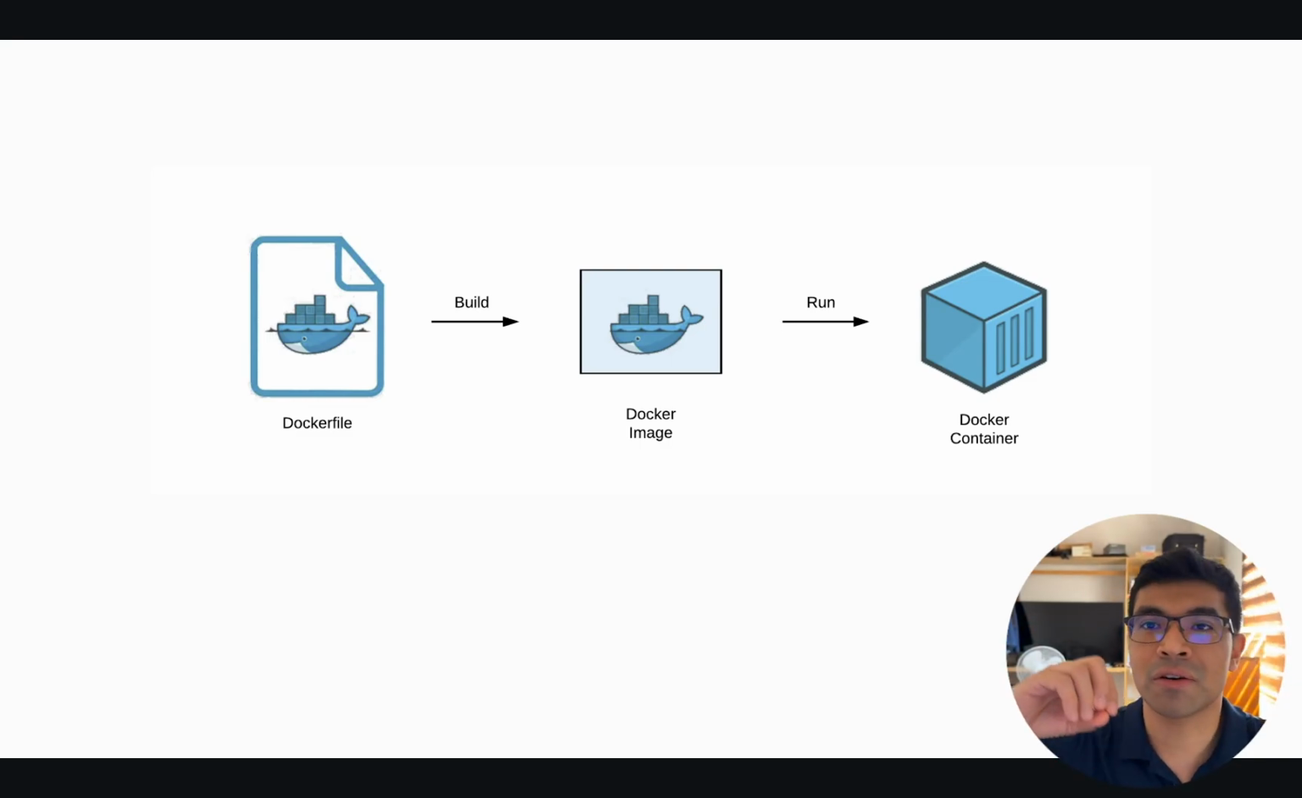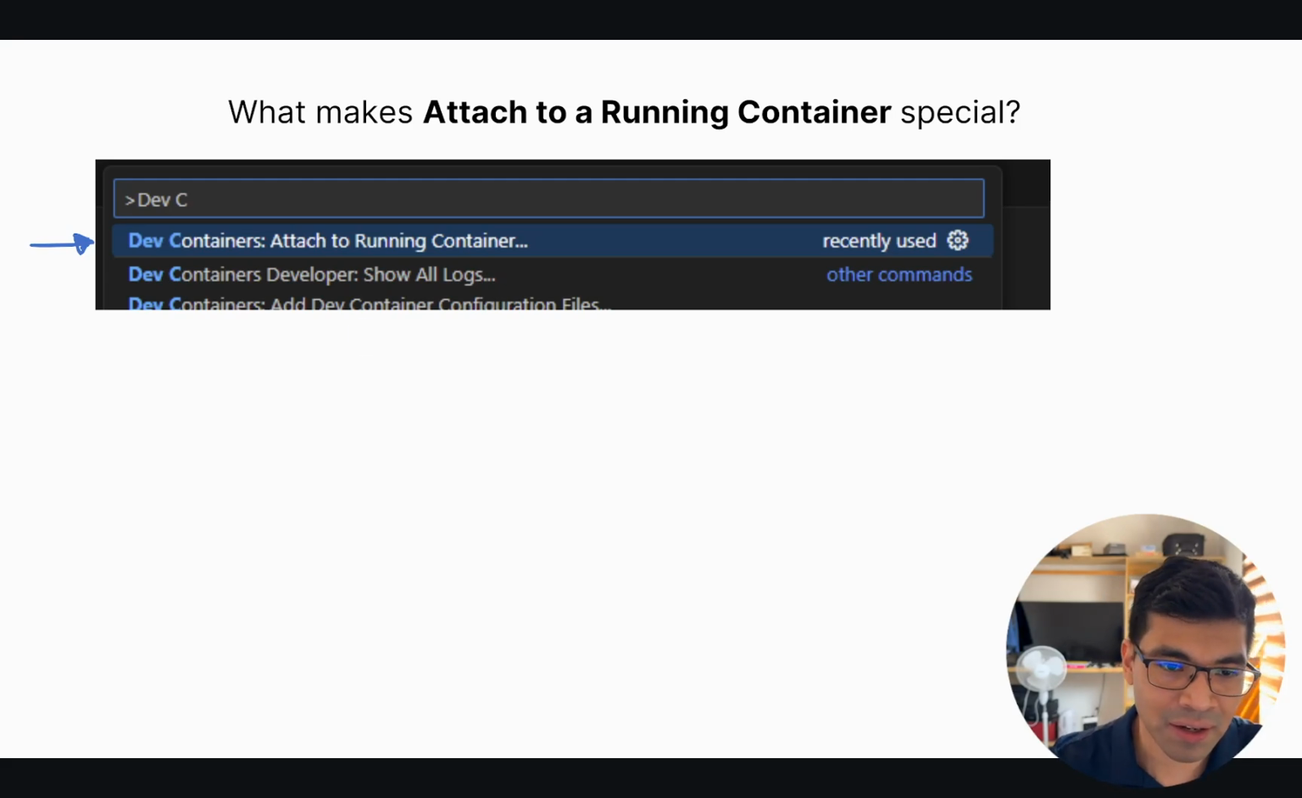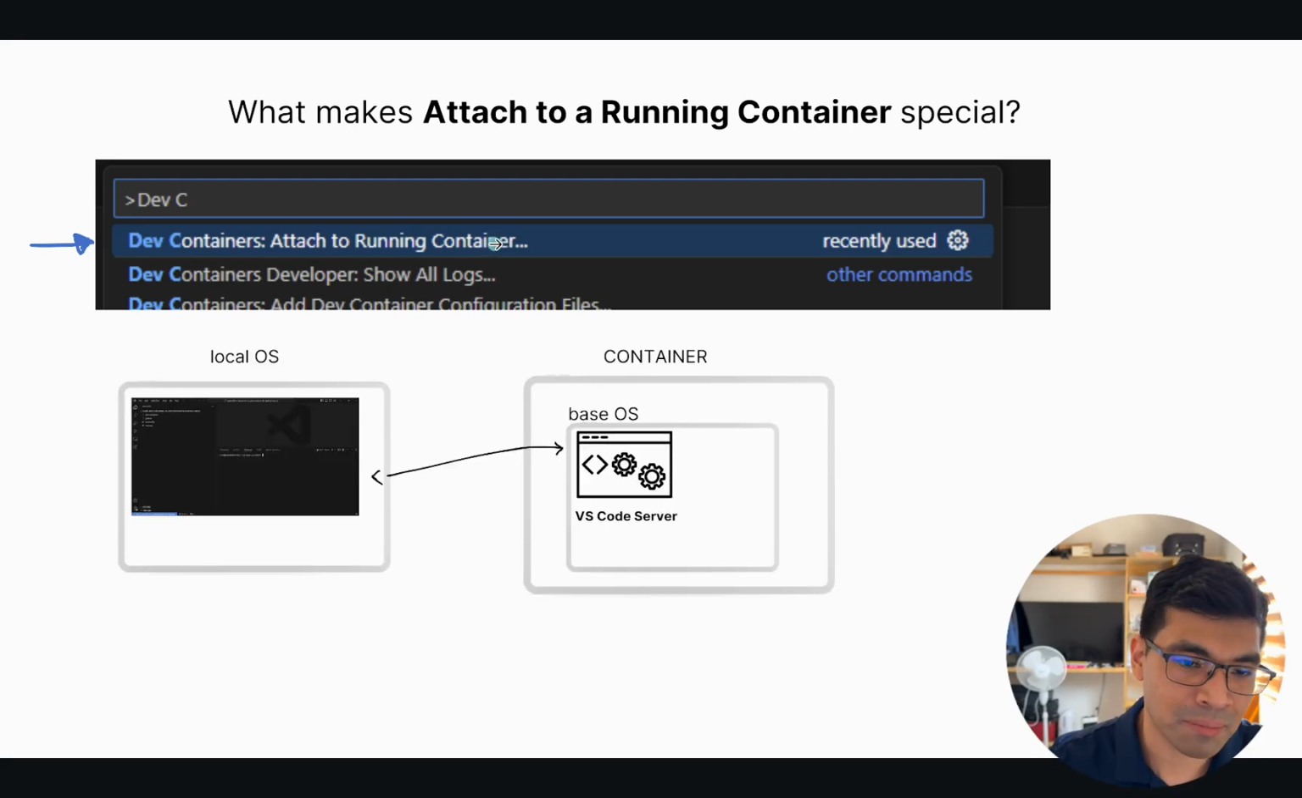Once we have this Docker container, we're going to check if we have this extension installed. This one, dev container, we're going to be installing this in a moment. Why? Because this extension has an option that it's called attached to a running container. What does this mean? Here you can see attached to a running container. What's special about this? Well, let me show you.